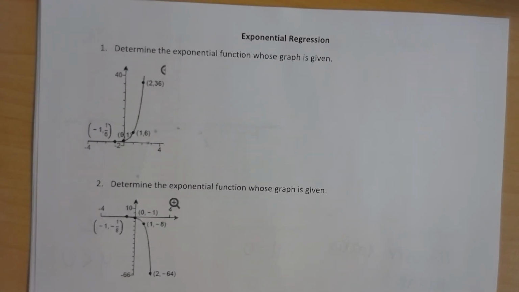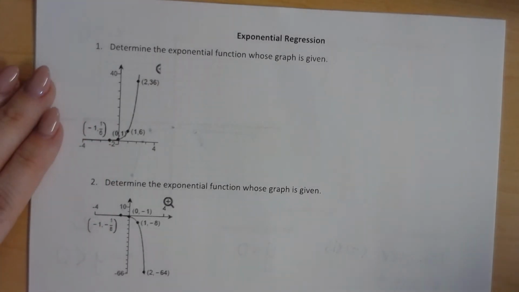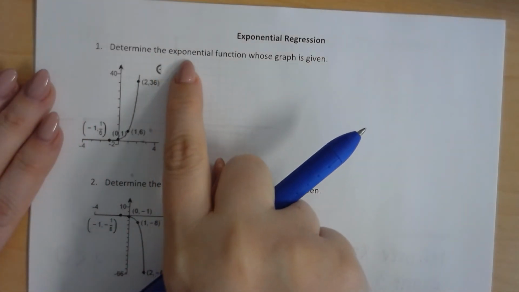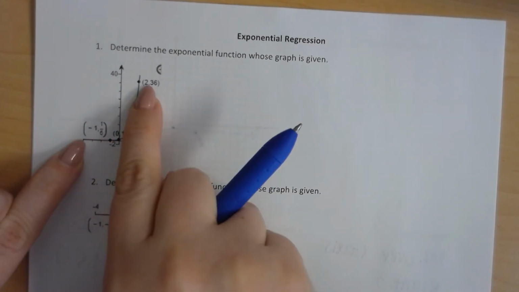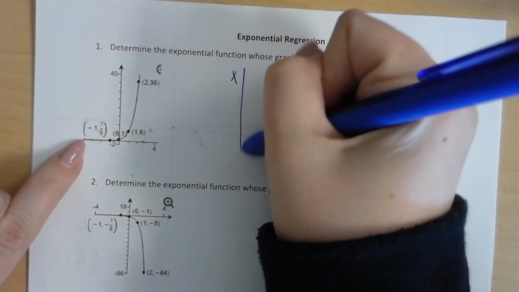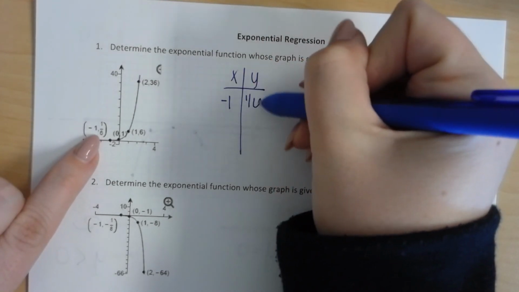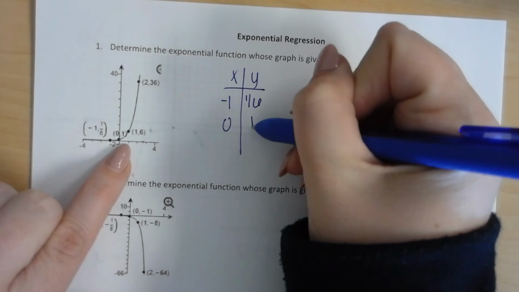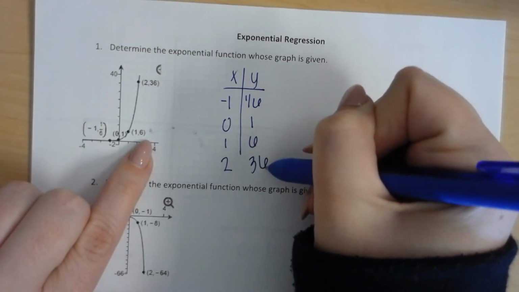All right, so the next two things we're going to talk about, these last two problems in this video, is we're going to do exponential regression. So we want to determine the exponential function of this graph. We've got a bunch of different ordered pairs here, so I'm going to make this into an XY table. So -1 was 1 over 6, 0 was at 1, 1 was 6, and 2 was 36.